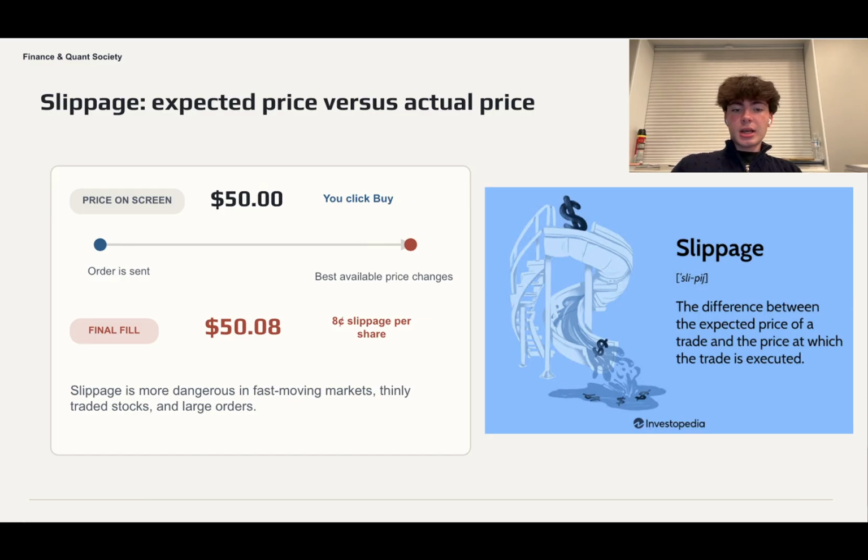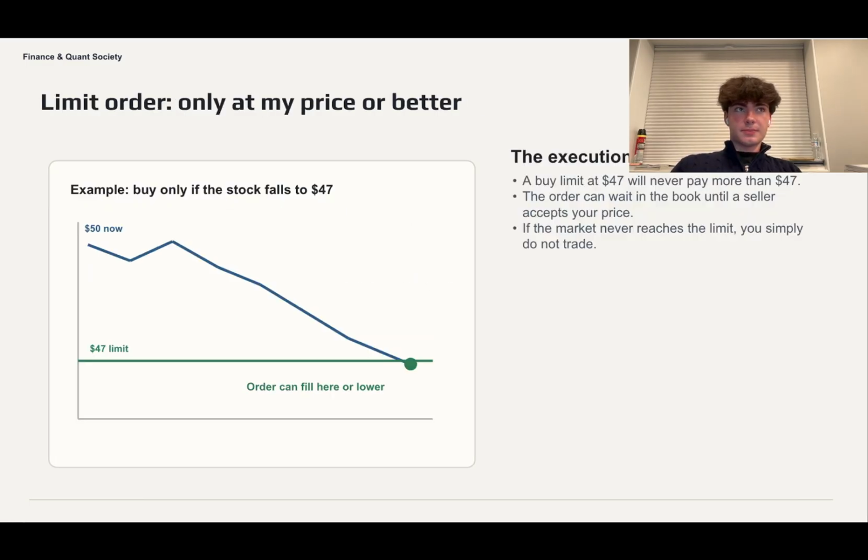Now, we can talk about limit orders. A limit order lets you choose the worst price you're willing to accept. Say a stock is trading at $50. You like the company, but you want to trade it at $47. So you place a buy limit at $47. That means your order can fill at $47 or anything lower than $47, nothing greater. You will never pay more than the limit. You will never get anything filled at $48, $49, $50, only $47 or less.